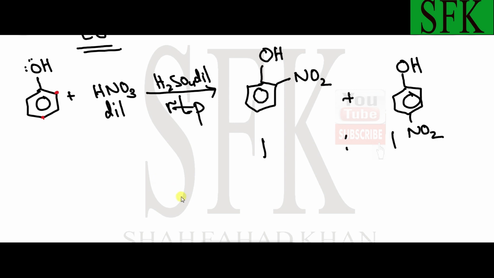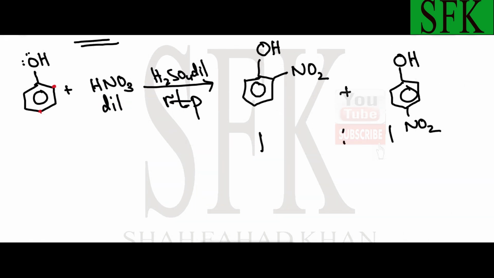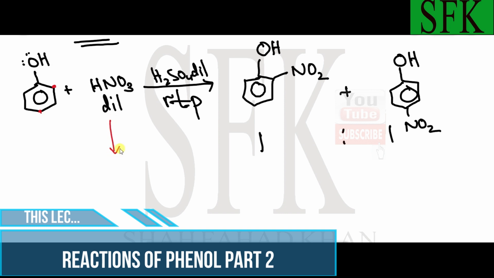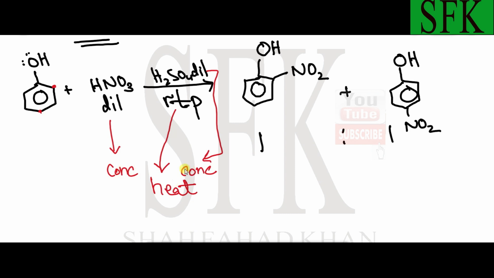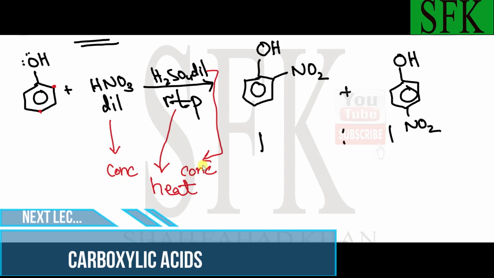Okay, now what happens if we change the conditions and make them a bit harsh? By a bit harsh, I mean that we change the nitric acid to concentrated nitric acid, we change the dilute sulfuric acid to concentrated sulfuric acid, and rather than conducting the experiment at room temperature, we heat the flask. Since the conditions have become stronger and harsh, all the possible positions of phenol will get nitrated.